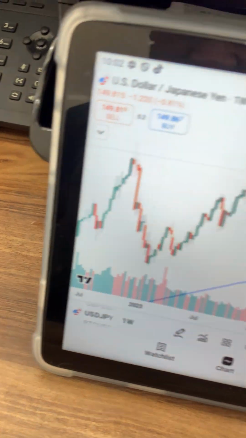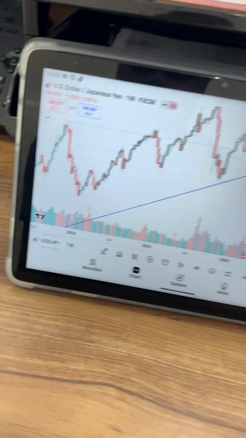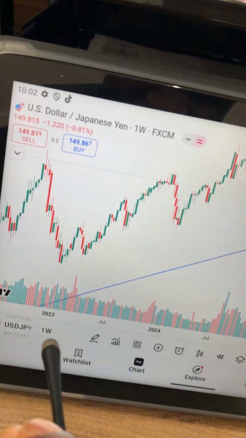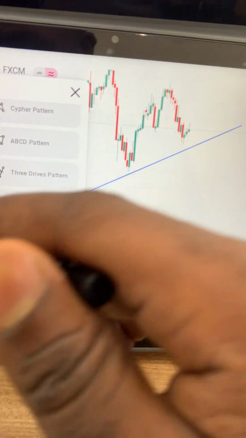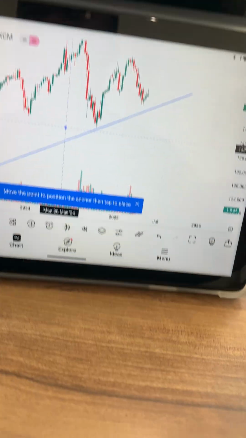Now as a trader, you've already identified the trend of your market. What are you supposed to look for now in this market? You are supposed to identify what we call a demand zone. A demand zone is the last candle before the impulse, like you can see here.